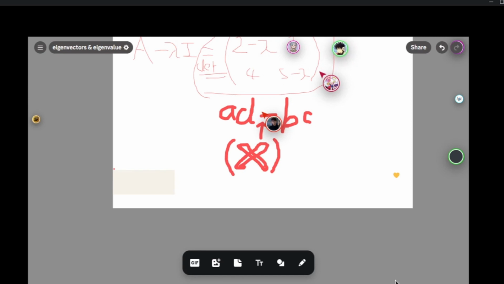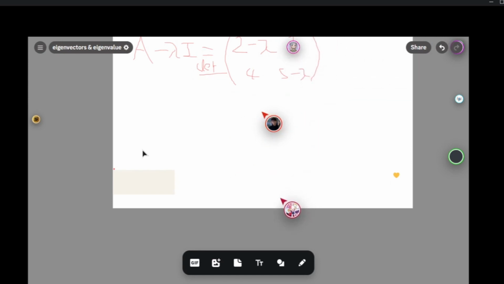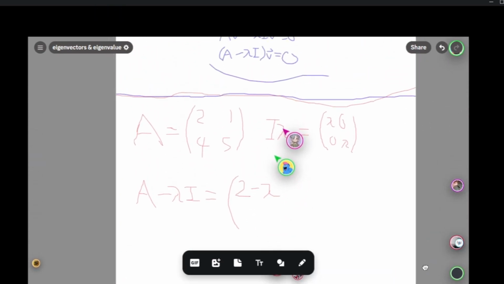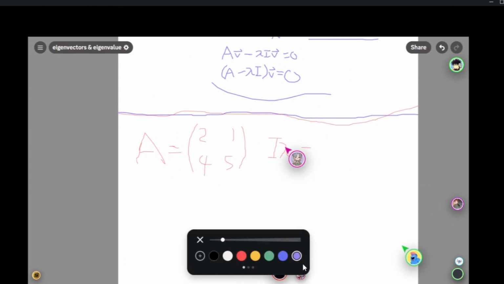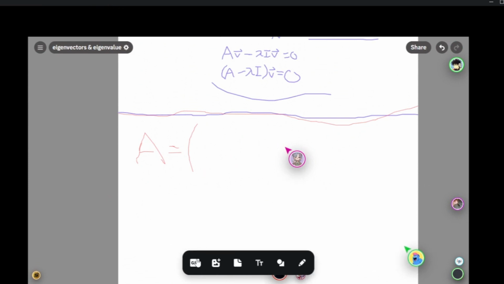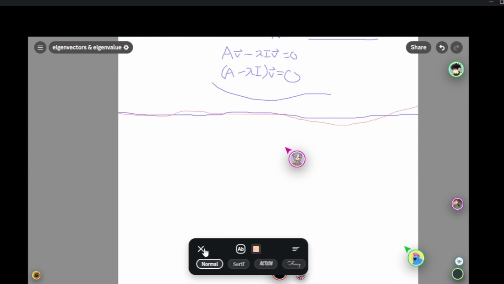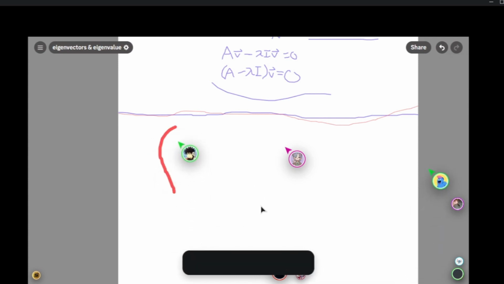All right, I'm going to clear this now because I think everyone's on the same page. I'll rewrite the vector. There's an easier way to clear all this. Okay, this is what we're working with.